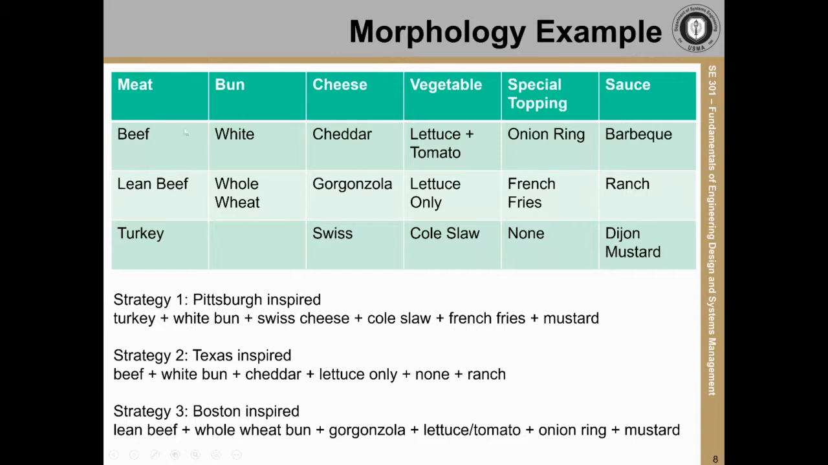You'd probably go for a lean beef, whole wheat, gorgonzola, because they're kind of fancy up there in the Northeast. Lettuce and tomato, because... onion rings, because why not? It's Boston. Then mustard for good measure. This is a notional and kind of fun example just to walk you through Zwicky's morphological box and coming up with a couple of burger design alternatives.